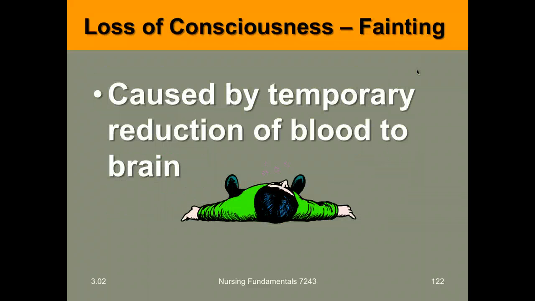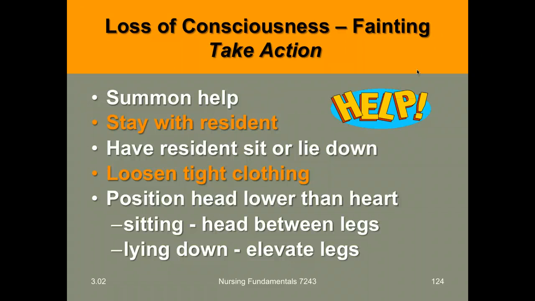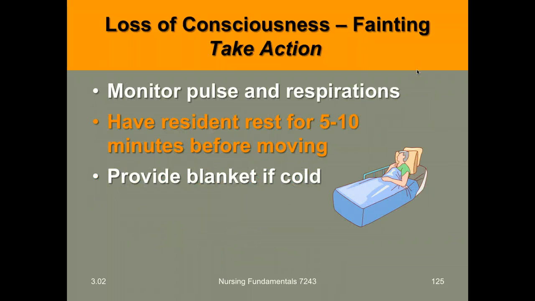So if someone faints, fainting is caused by temporary reduction of blood to the brain. Early signs and symptoms include dizziness, decreased pulse and blood pressure, pallor and perspiration, nausea, cold skin, numbness, and tingling of the extremities. Make sure you summon help, stay with the resident, have them sit or lie down, loosen tight clothing, position the head lower than the heart. Sitting, they can put their head between their legs, or lying down, elevate the legs.